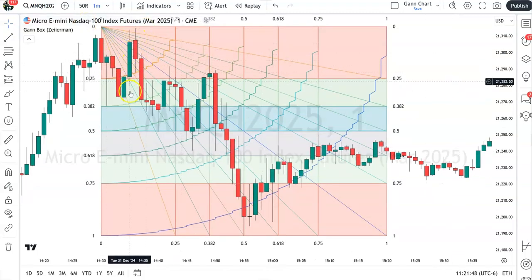And so price comes down. Now you can see this 0.382. You can see it was support before. It's acting as support, but notice what it's doing here. We're starting to pierce through that 0.382 level.